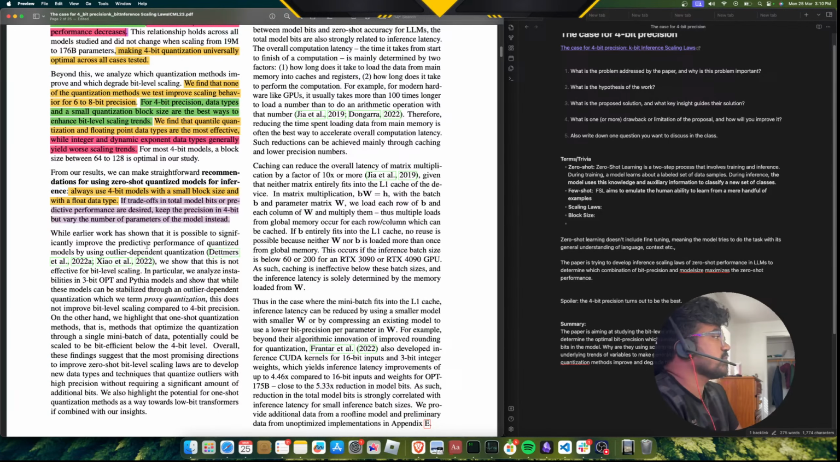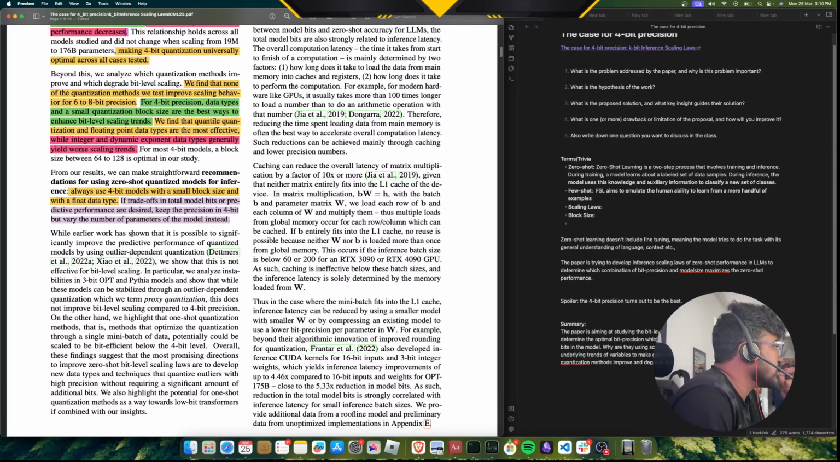While earlier work has shown that it is possible to significantly improve the predictive performance of quantized models by using outlier dependent quantization, we show that this is not effective for bit level scaling. In particular, we analyzed instabilities in 3-bit OPT and Pythia models and show that while these models can be stabilized through an outlier dependent quantization, which we term proxy quantization, this does not improve bit level scaling compared to 4-bit precision.